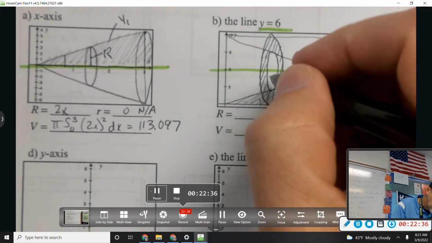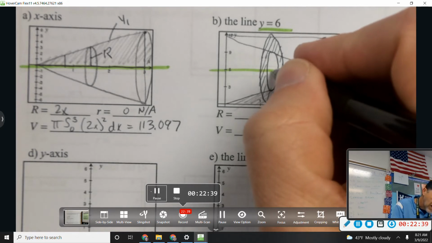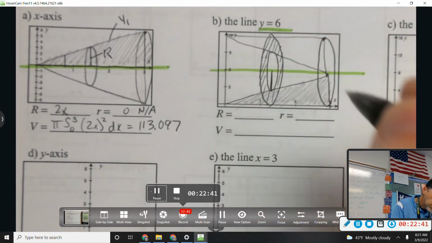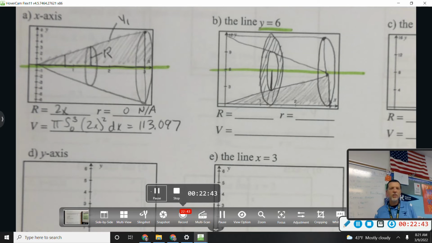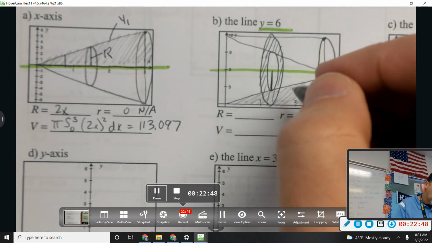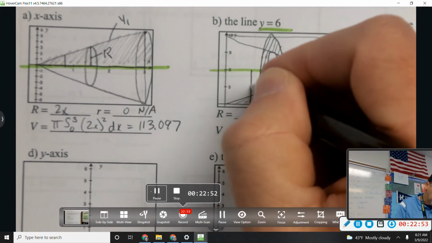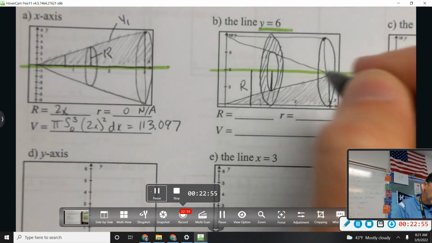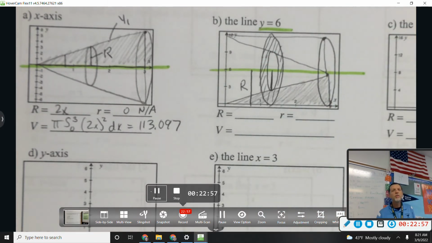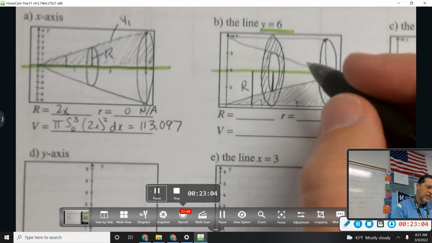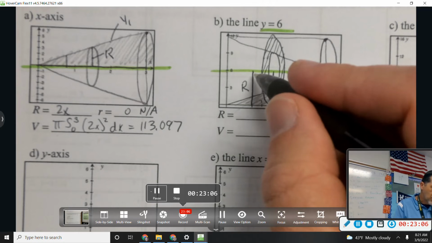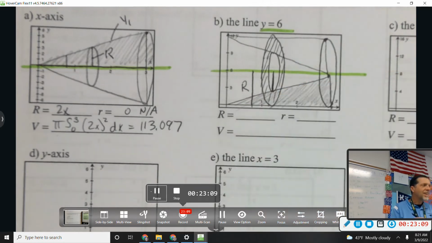So if I look at my washer, I do have a little r and a big R. It's hard to draw them both on the same one. Maybe I can come over here and draw big R. So big R goes to the outer edge. What's big R equal to? Is big R changing? No. It's not. So what's... No, it's equal to the lines that it's on.